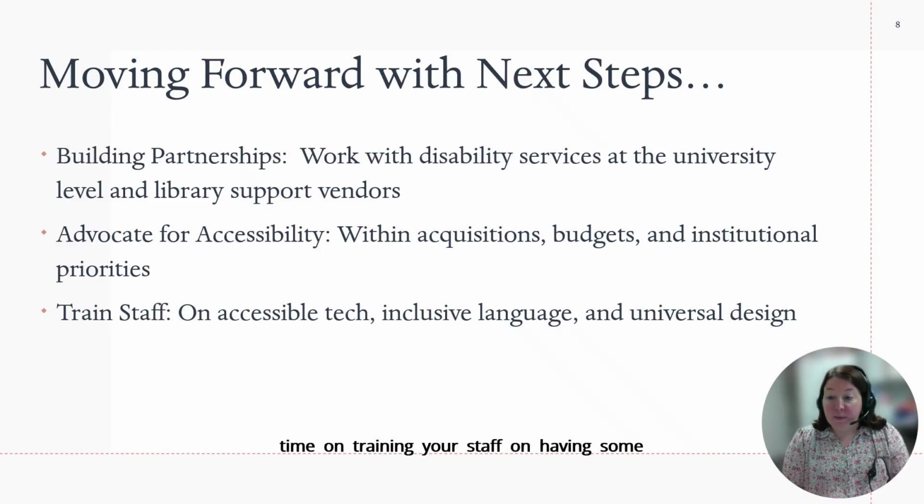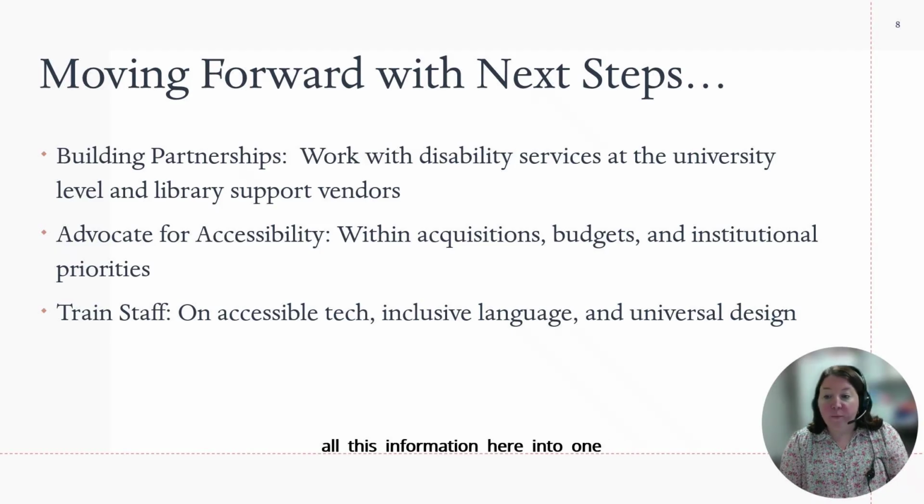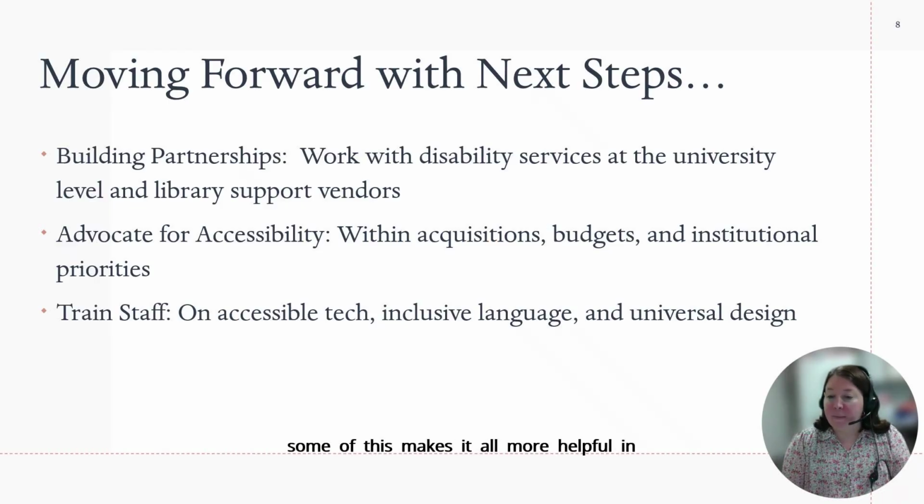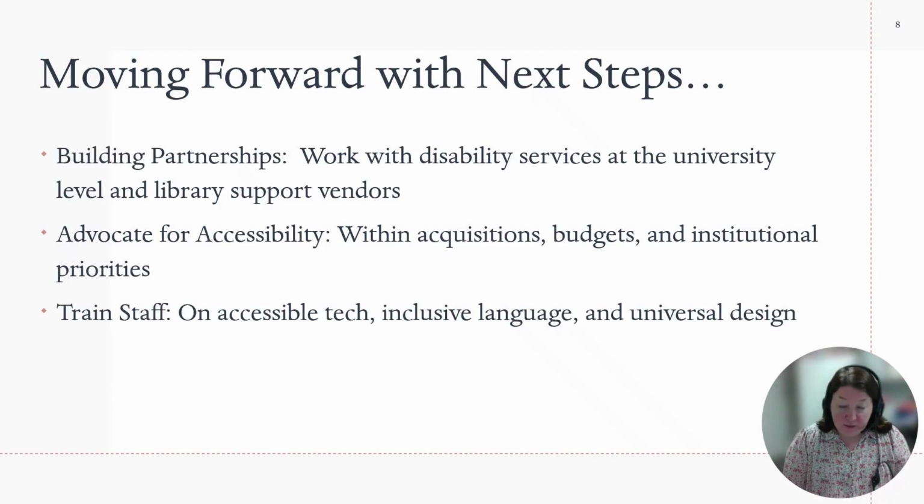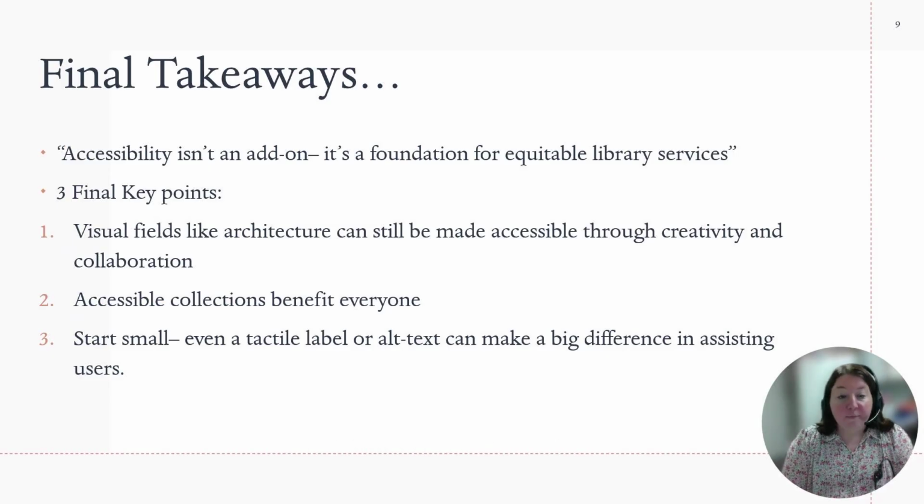You also want to spend time on training your staff on having some accessible technology, some inclusive language, and universal design. I think one of the things that I've found that's been great is creating a LibGuide and having all this information into one particular place, and also having hands-on opportunities for them, and really providing some of this makes it all more helpful in trying to make this a better accessible option when you're designing that for your patrons.